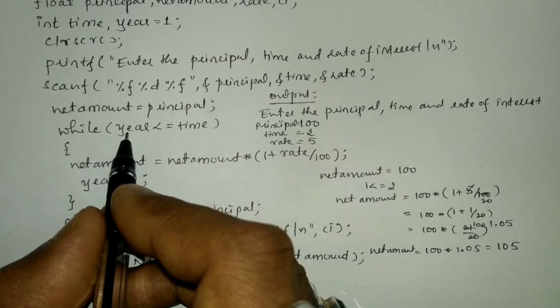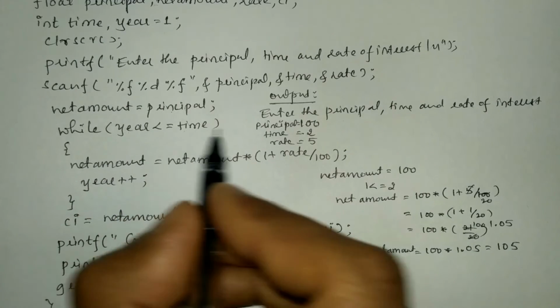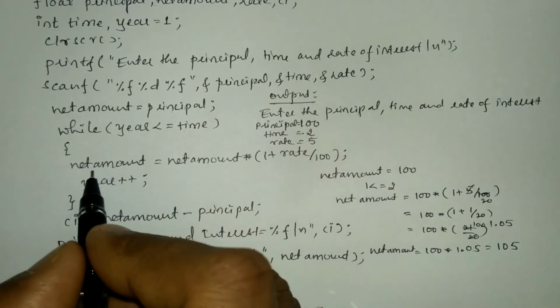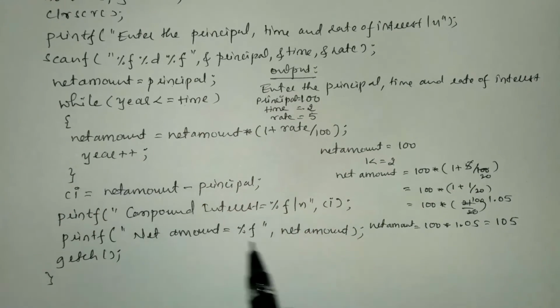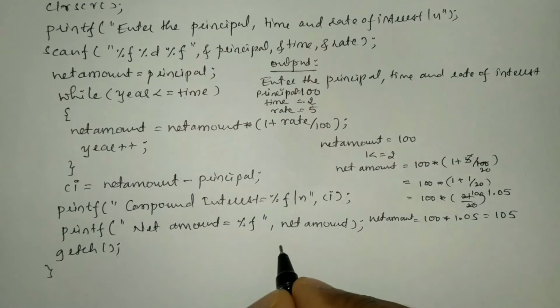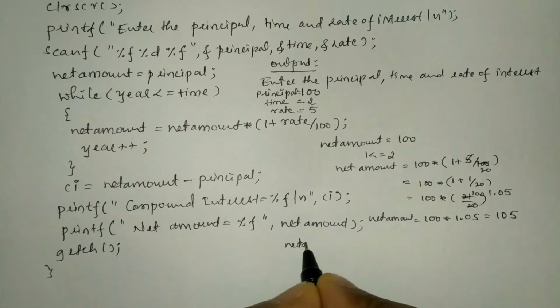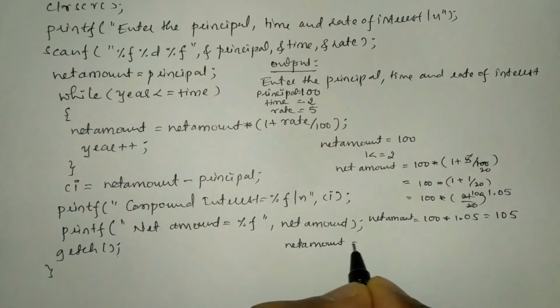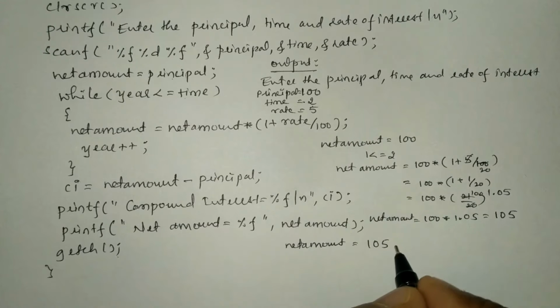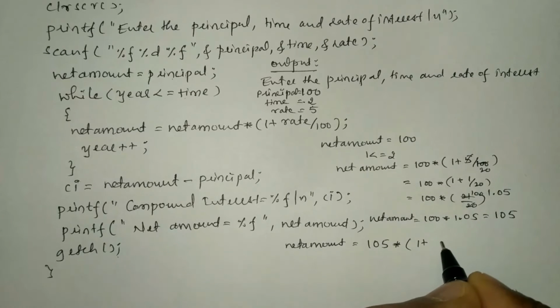Now it is going to check whether year, which is 2, is less than or equal to time, which is also 2, hence it is true. Once again these two statements will get executed. Now net amount we are going to calculate. I'm going to write here net amount is equal to net amount, which right now is 105, correct, into 1 plus rate, 5% divided by 100. You can write 5% as 5 divided by 100.